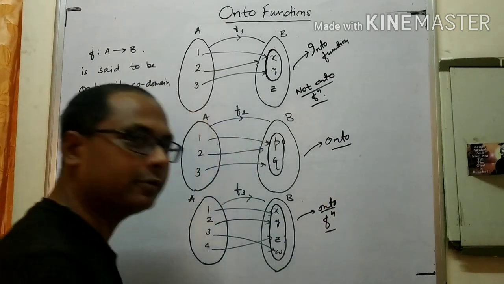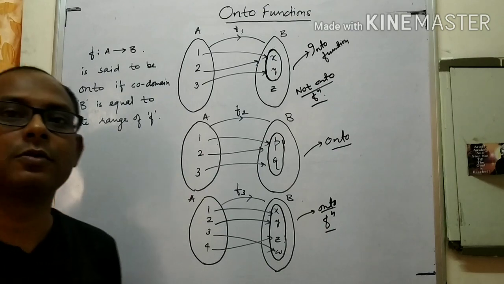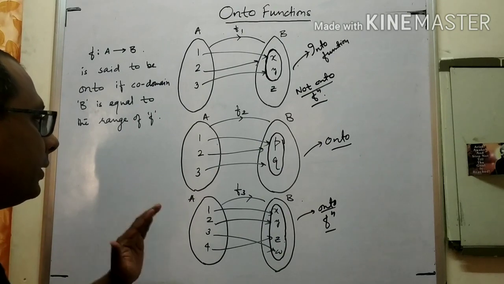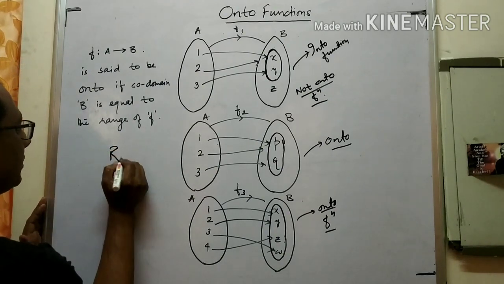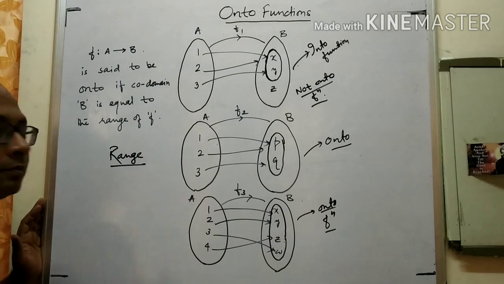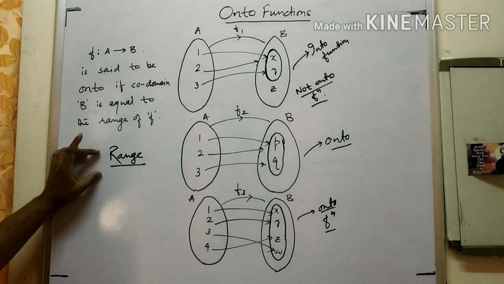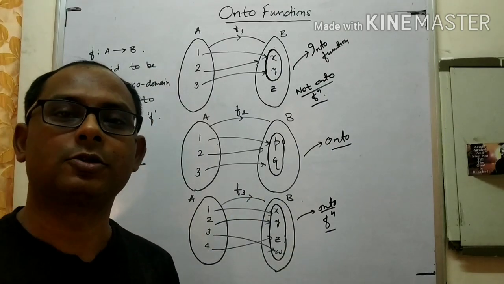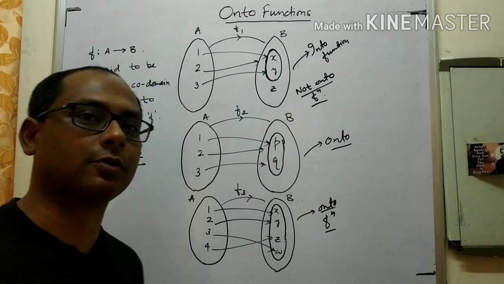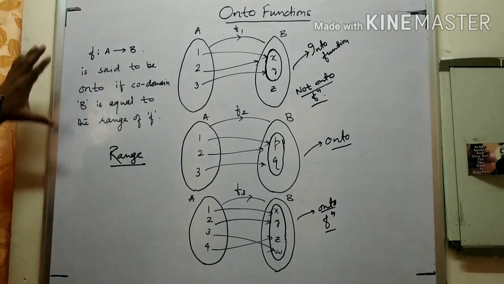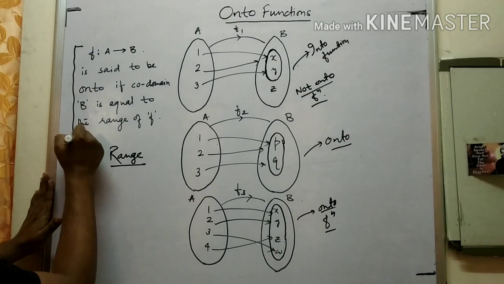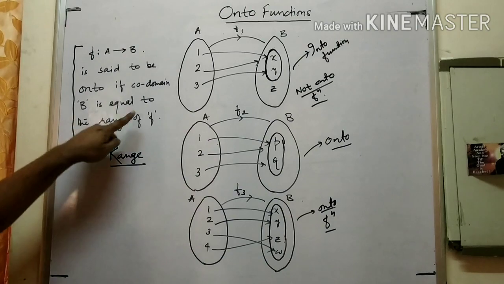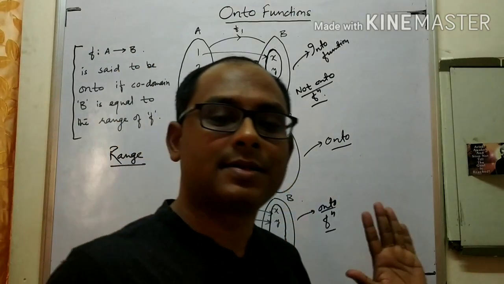So what I'm trying to tell you is, whenever we have to check for onto, we'll always look for the range of the function. We'll try to find out the range and check whether it is equal to the given codomain or not. If it is exactly equal to the codomain, we'll declare it to be onto. Otherwise, we'll say that the function is not onto. As simple as that. So I'm just writing out the definition. A function f from A to B is said to be onto if the codomain B is equal to the range of f. As simple as that.